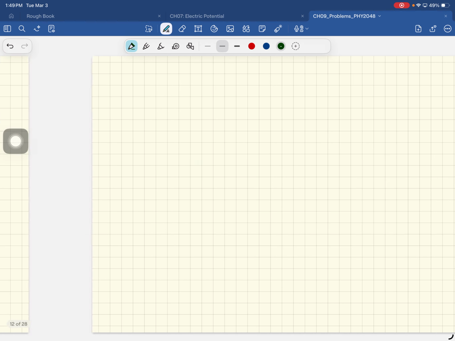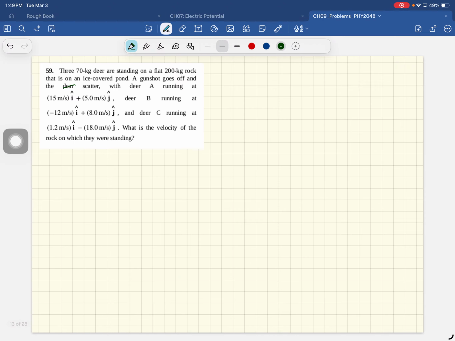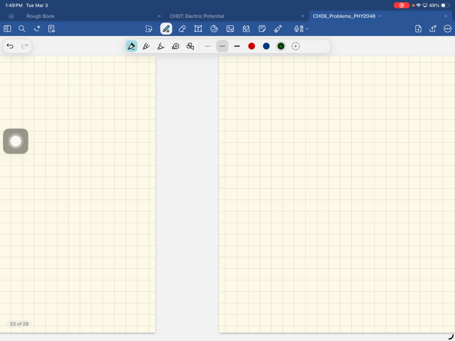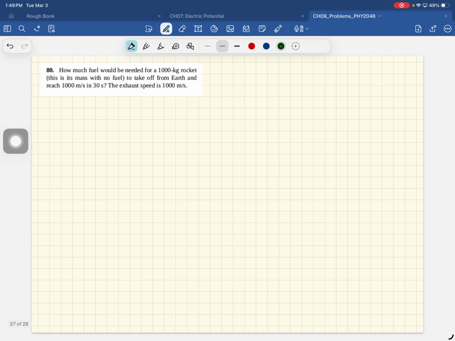So this problem says a rocket takes off from Earth and reaches a speed of 100 meters per second in 10 seconds. If the exhaust speed is 1,500 meters per second and the mass of the fuel burned is 100 kg, what was the initial mass of the rocket? Again, V final minus V initial. What they give you now is the mass of the fuel burnt is 100 kg. So what they're giving you is mass final is mass initial minus 100. That's how much fuel you burned.